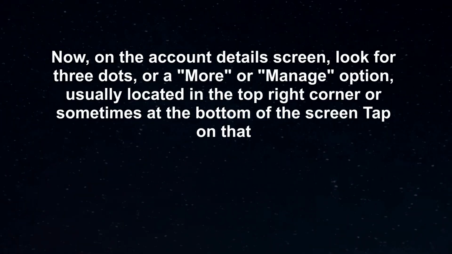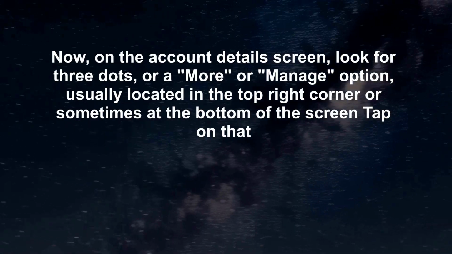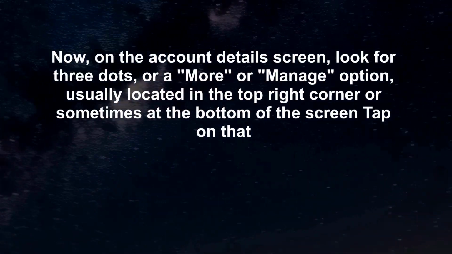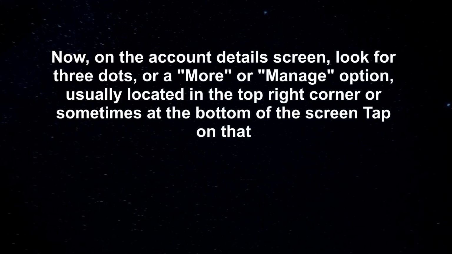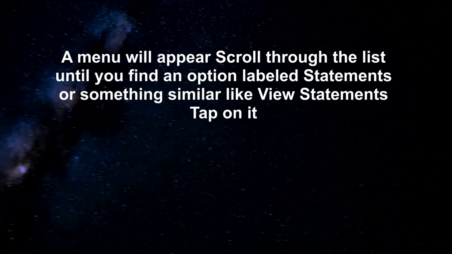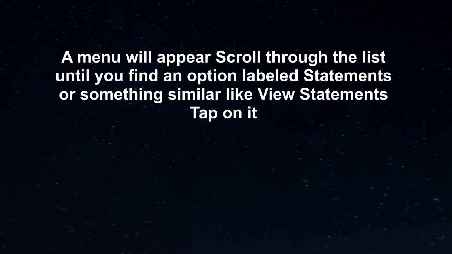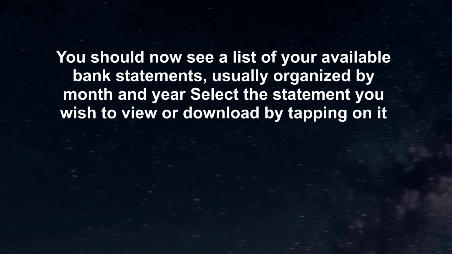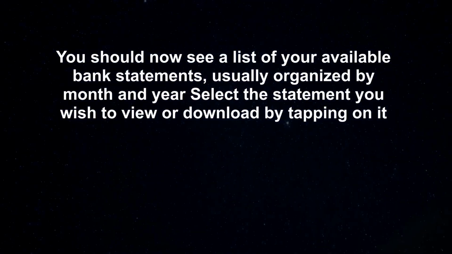Now, on the account details screen, look for 3 dots or a More or Manage option, usually located in the top right corner or sometimes at the bottom of the screen. Tap on that. A menu will appear. Scroll through the list until you find an option labeled Statements or something similar like View Statements. Tap on it. You should now see a list of your available bank statements, usually organized by month and year.